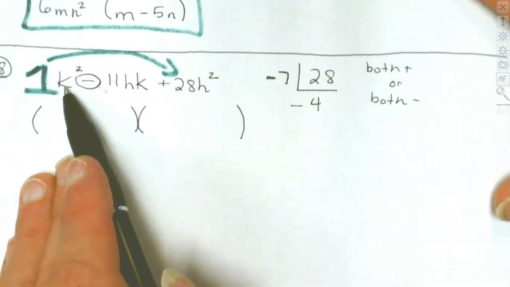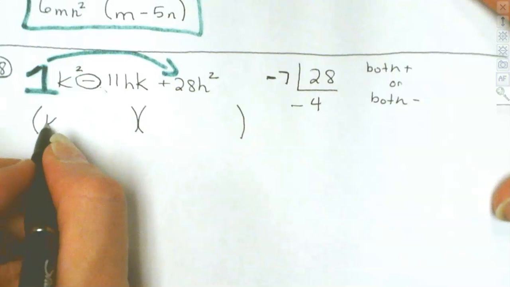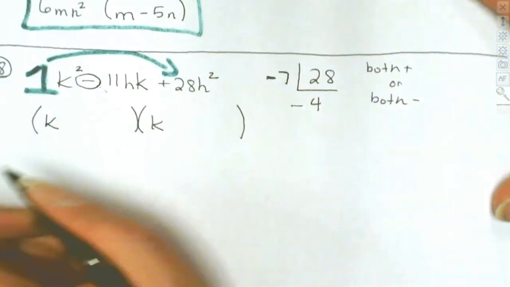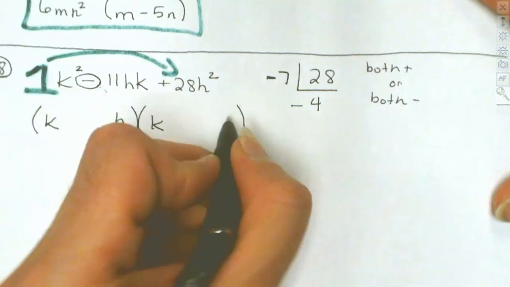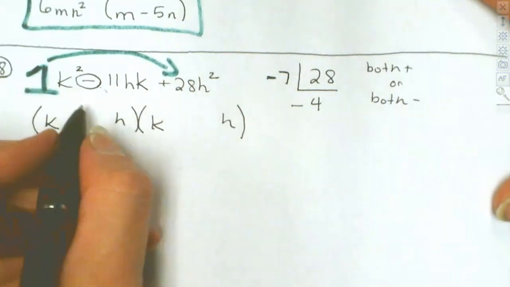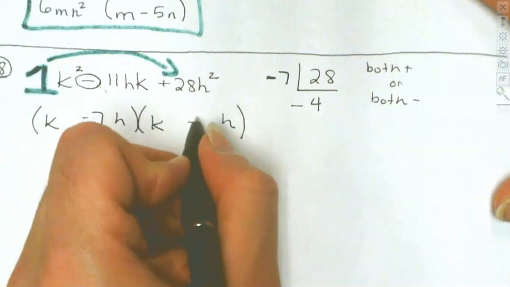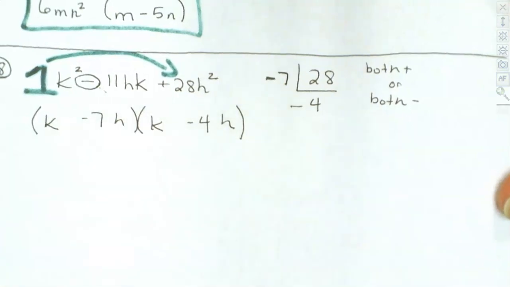Okay, so what variable do we begin with? K. So we split that up into K and K. What variable's on the end? H. So that's H and H. What are my numbers? Minus 7 and a what? Minus 4.